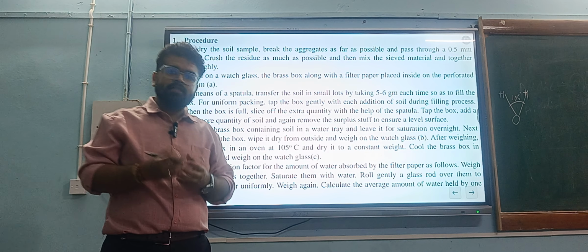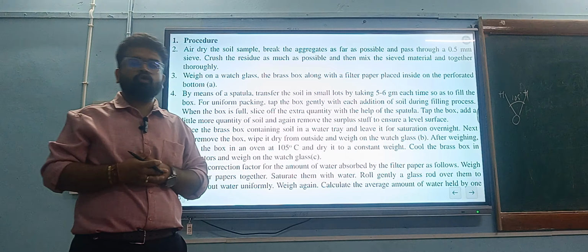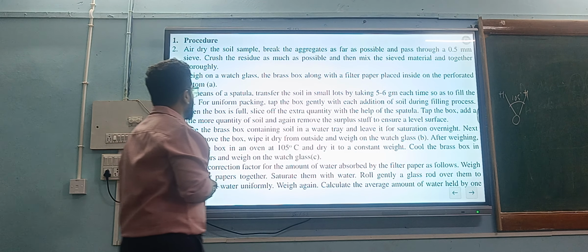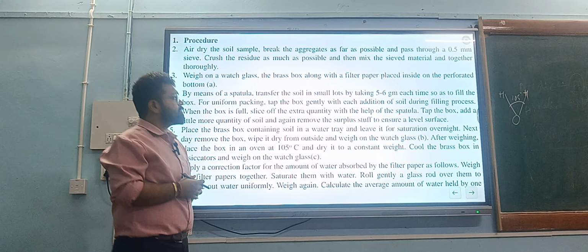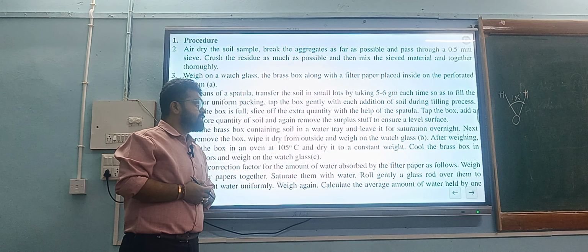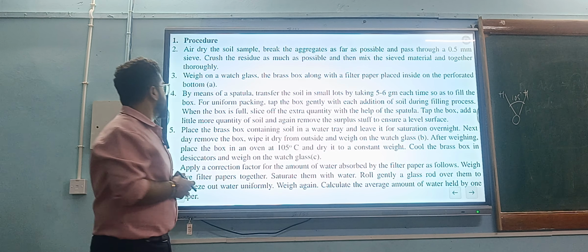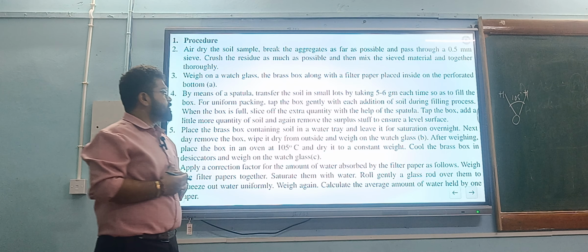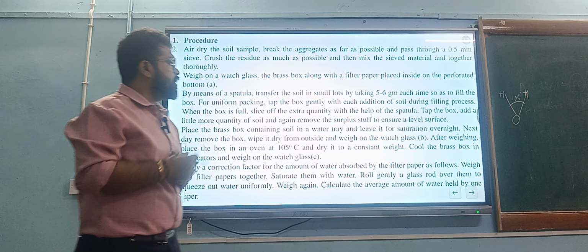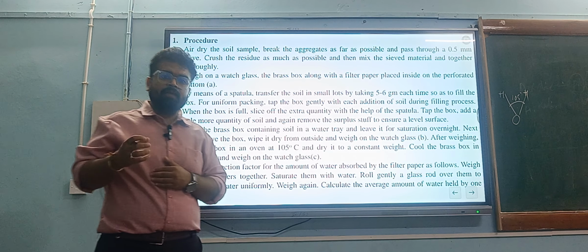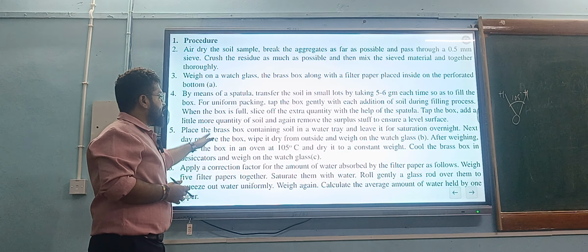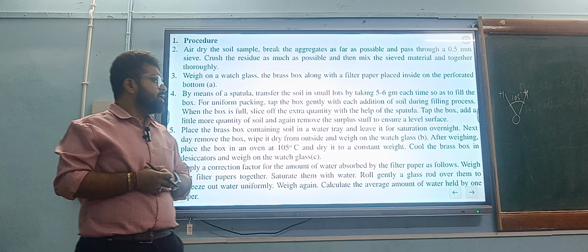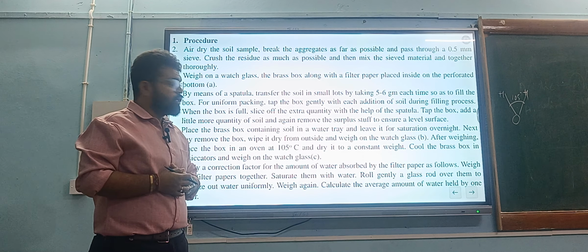So we take the soil sample, break it and pass it through the 0.5 mm sieve. Then by means of a spatula, transfer the soil sample, taking 5 to 6 grams each time, to fill the box, that is the Keen's box or Keen's cup. For uniform packing, tap the box gently with each addition in the filling process. Then place the brass box containing soil in water for saturation overnight.